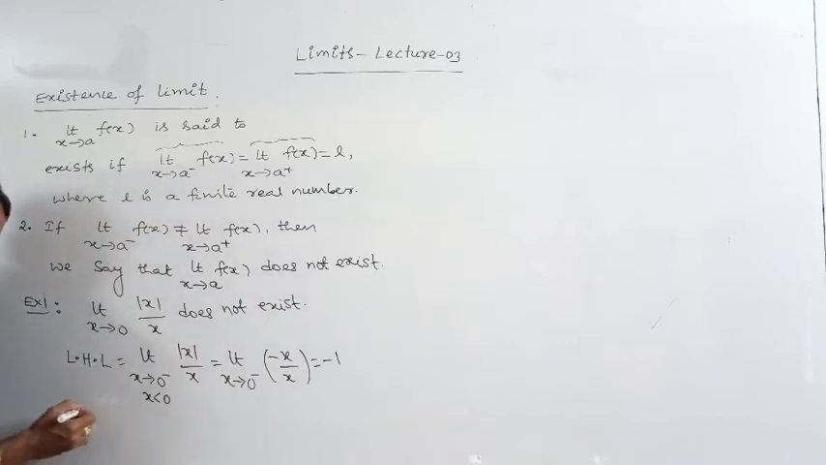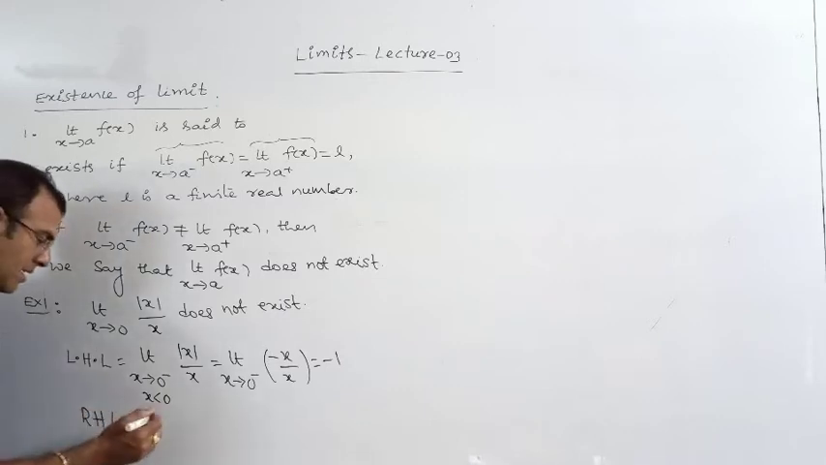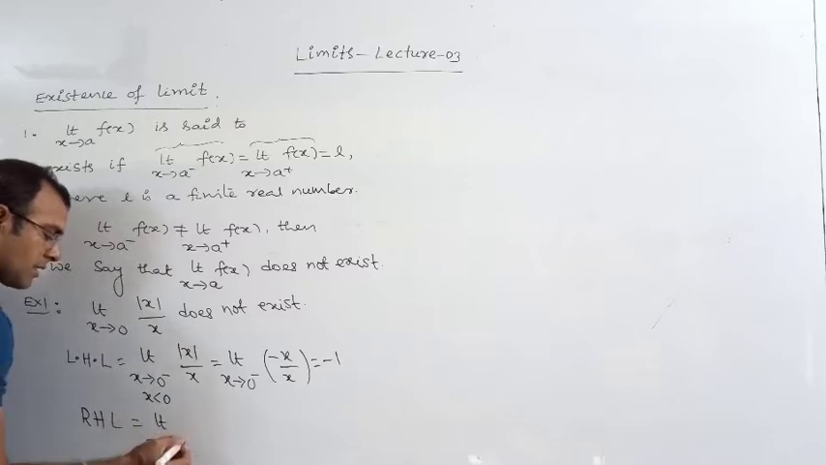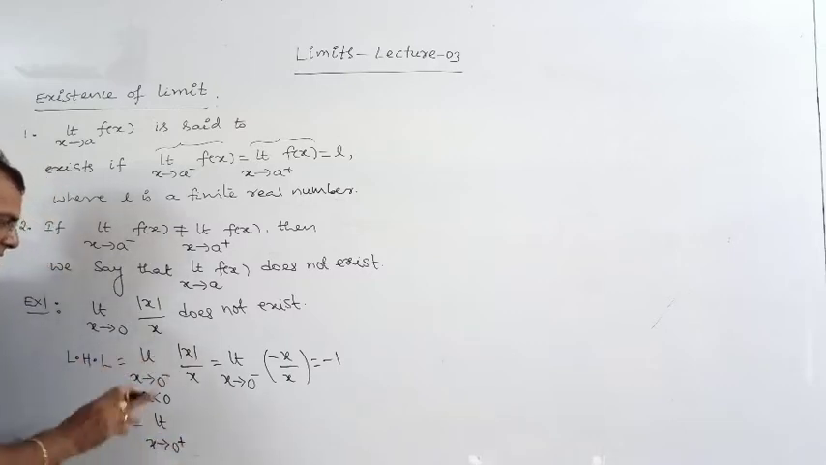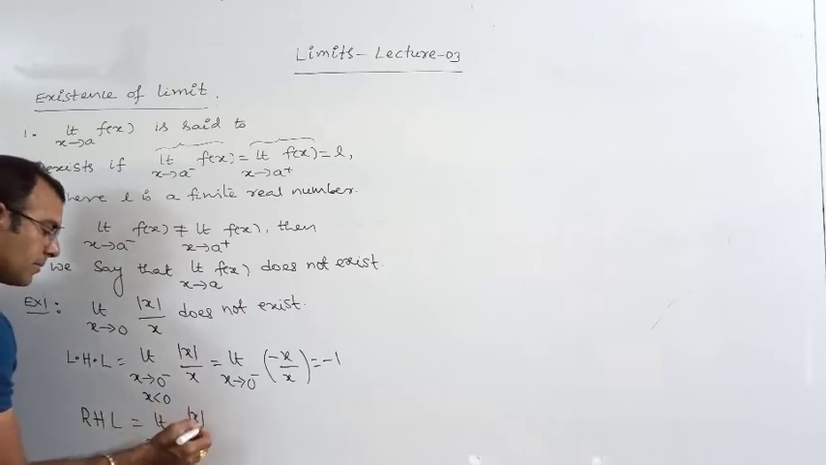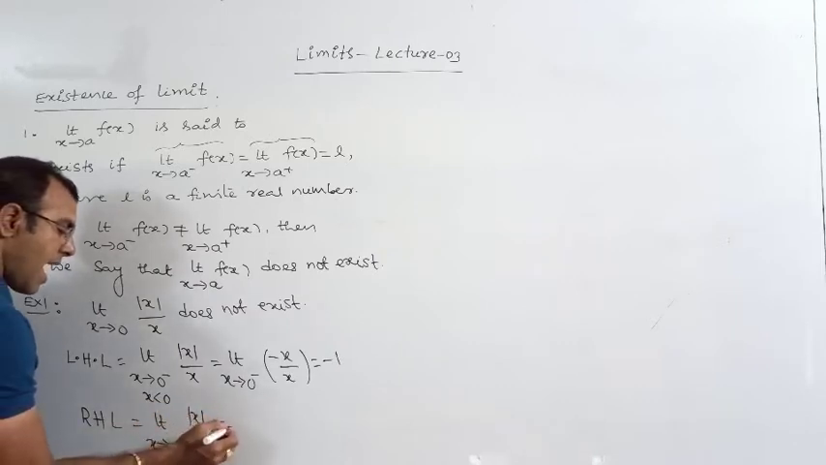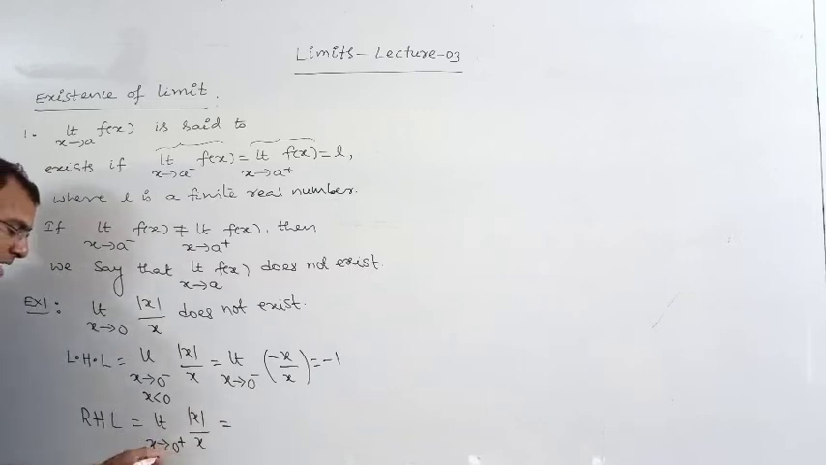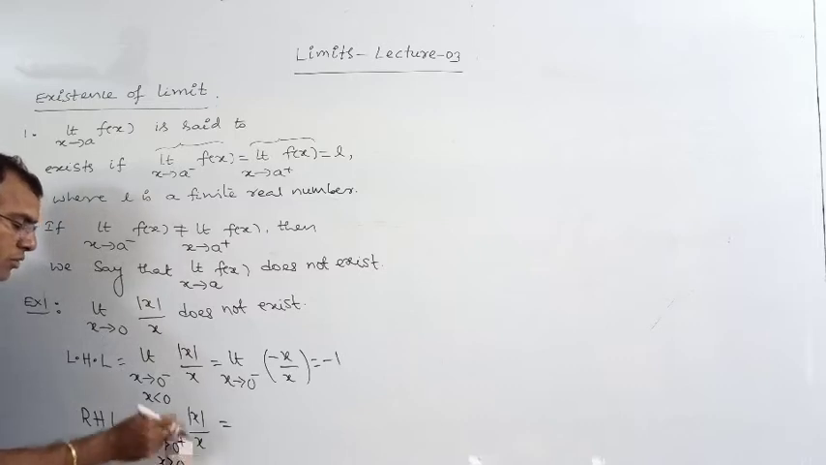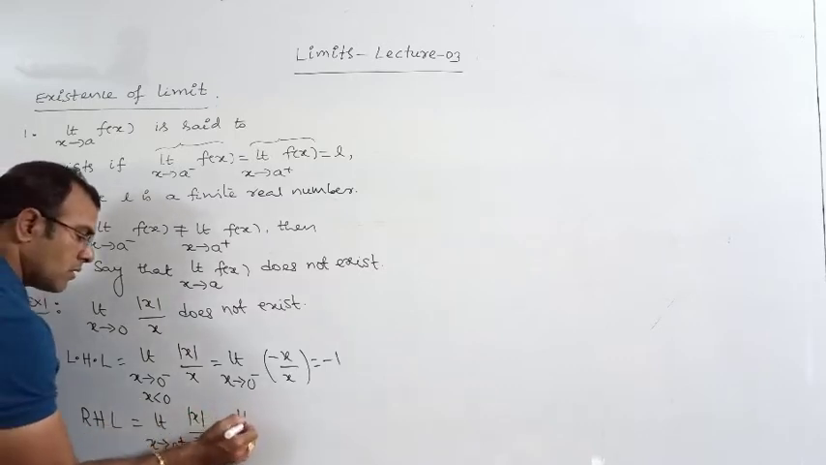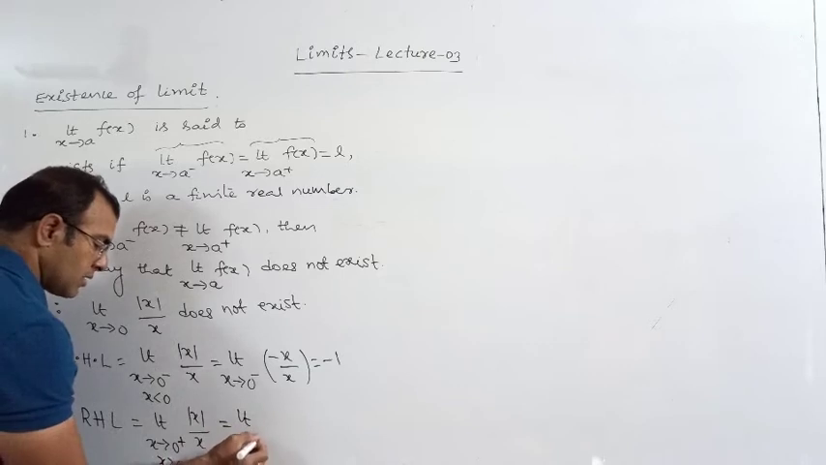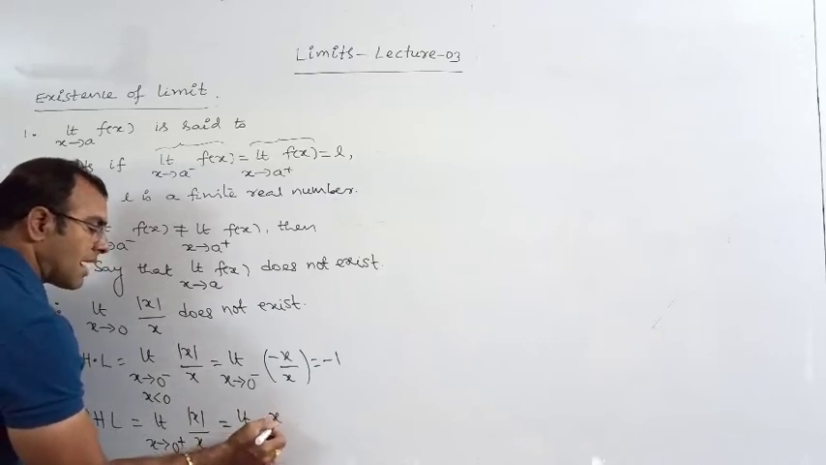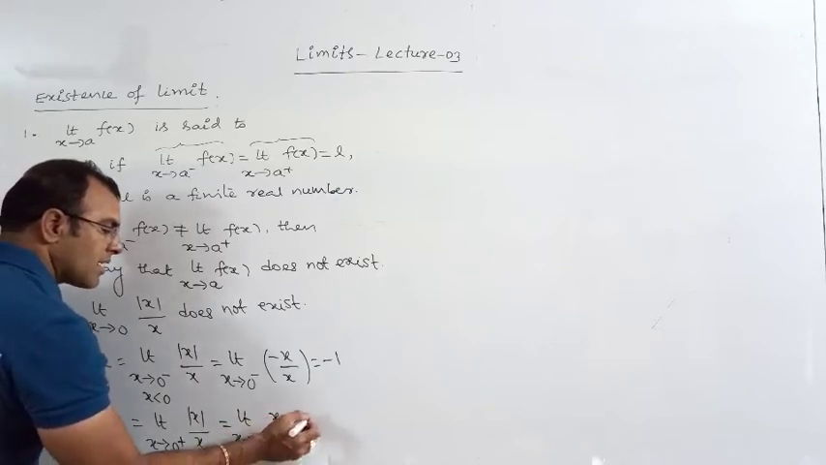Now let us find out the right hand limit. Limit x tends to 0 plus, mod x by x. x tends to 0 plus means here x is positive. So when x is positive, you write mod x equal to x. So limit x tends to 0 plus, you will write x by x, that you will get 1.